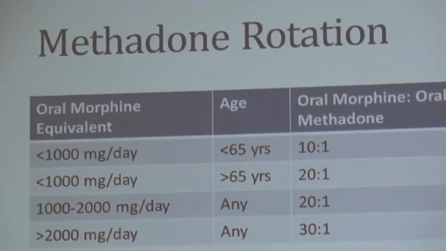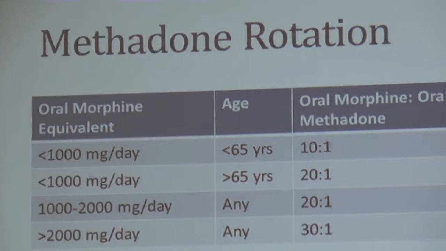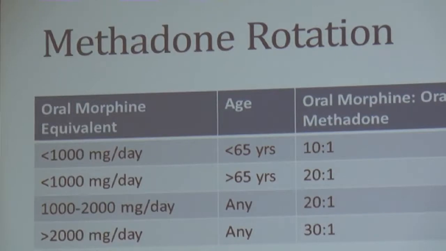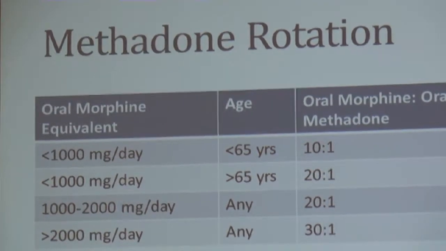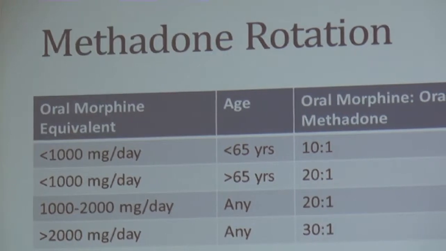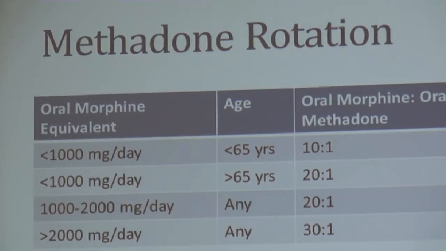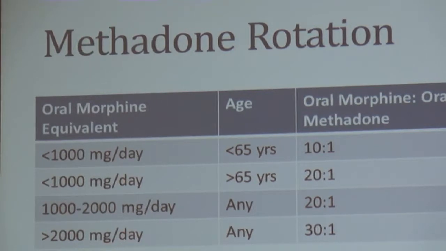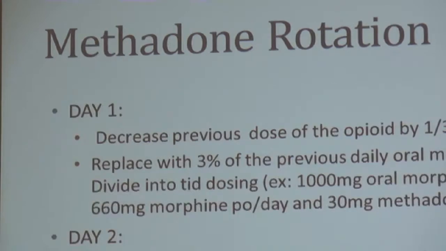And then if they're greater than 65, you want to do a 20-to-1 ratio. If they're on a large amount of the oral morphine, like 1,000, 2,000 milligrams, any age, you want to use a 20-to-1 ratio. And then greater than 2,000 milligrams in a day, you may want to do, I do the 30-to-1. On your card, it'll say, may consider a 30-to-1 ratio. But the point is that usually if I'm here, I use another method, but it takes inpatient most of the time. It's not as easy to do outpatient, although it can. So this is another way you can do methadone rotation.